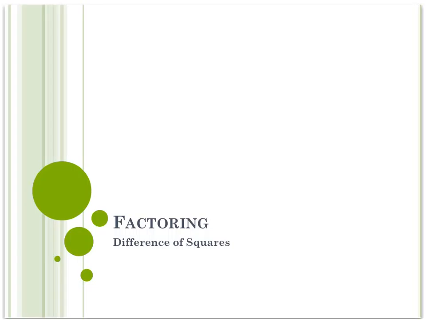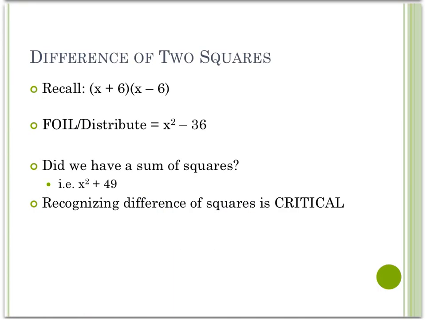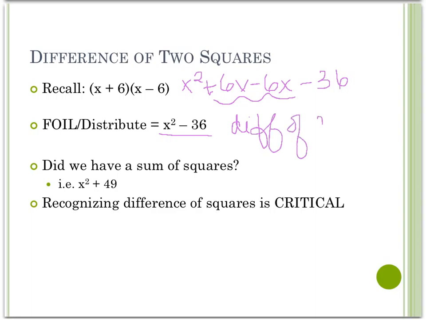We will be looking at factoring, especially the difference of squares. Recall that when we multiplied the binomials x plus 6 and x minus 6, we got x squared plus 6x minus 6x minus 36. And when we did that, our two middle terms added up to 0x, resulting in x squared minus 36. We will be calling this the difference of squares.